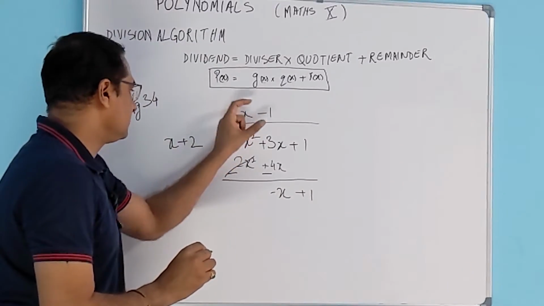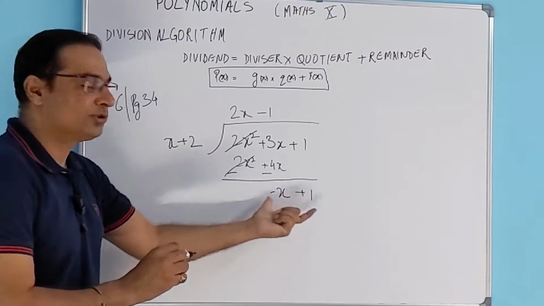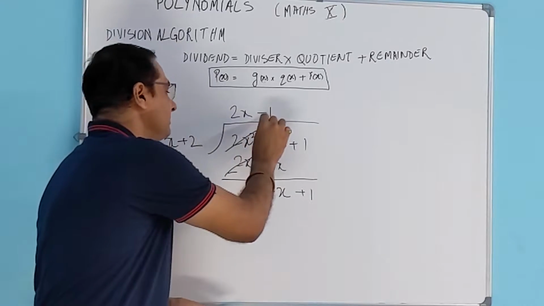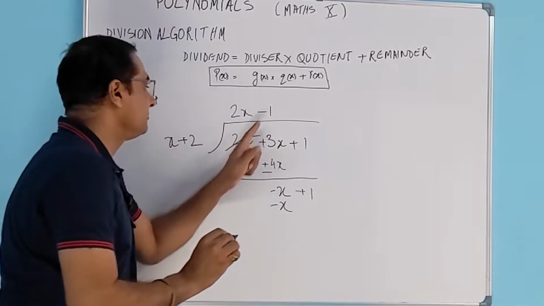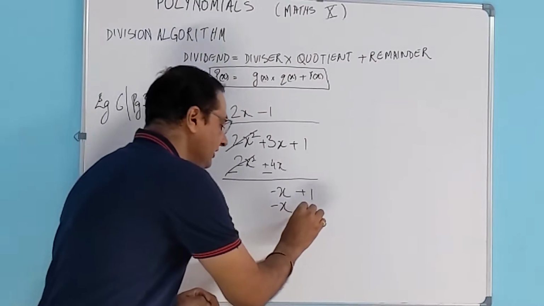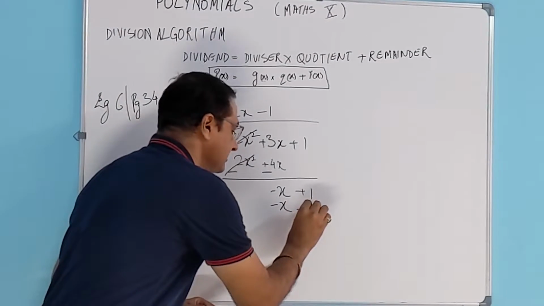Now this term has to be multiplied by all the terms of the divisor to get the value over here. So minus 1 multiplied by x is minus x. Minus 1 multiplied by plus 2, we get minus 2.